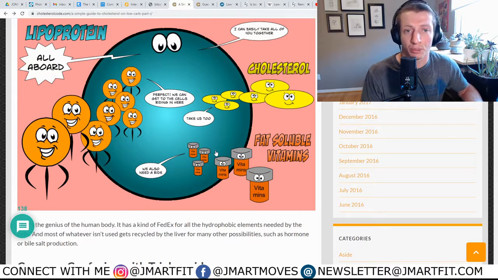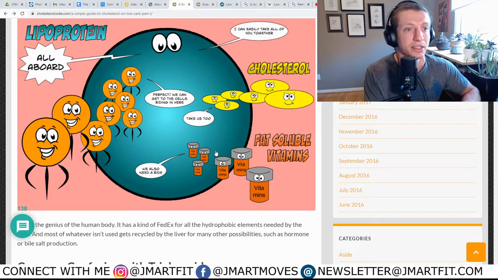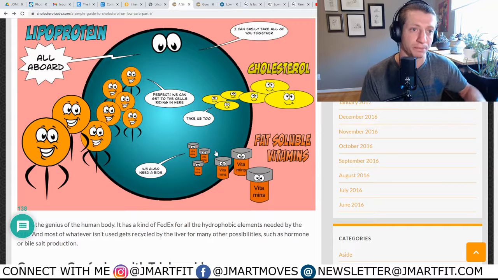So both have very important functions, but HDL is seen as the good cholesterol, or the good lipoprotein, because it collects the cholesterol from around the body and brings it to a centralized place, whereas LDL kind of does the reverse of that, even though both functions are important.